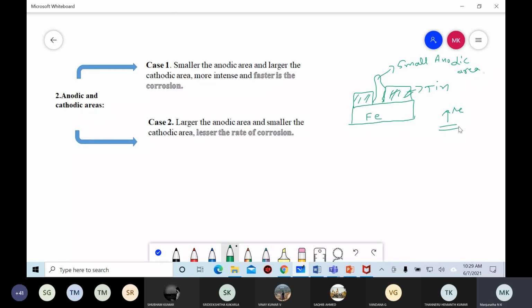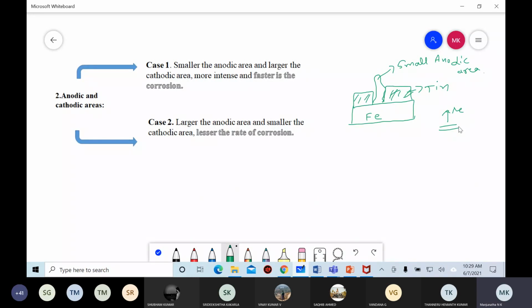corrosion, because when a metal has a larger cathodic area, there is a gaining of electrons or accumulation of electrons at the cathodic region, it increases. Once the gaining of electrons increases at the cathodic region, it increases the anodic reaction also. Due to the increase in anodic reaction, the metal undergoes corrosion very fast.